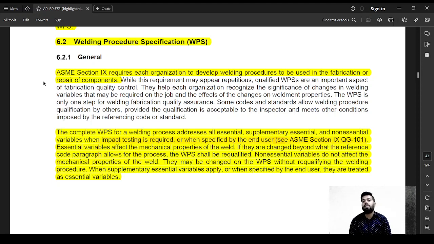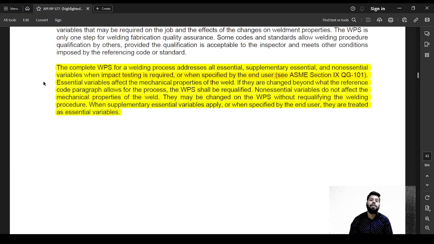ASME section 9 requires each organization to develop a welding procedure used for fabrication or repair of the components. The complete WPS for a welding process shall address all essential, supplementary essential and non-essential variables where impact testing is required or when specified by the end user. The essential variables affect mechanical properties of the weldment. If they are changed beyond what the referenced code paragraph allows for the process, the WPS shall be requalified. Non-essential variables do not affect the mechanical properties of the weldment, so they don't need to be requalified. They may be changed on the WPS without requalifying the procedure. When supplementary essential variables apply or when specified by the end user, they shall be treated as essential variables.